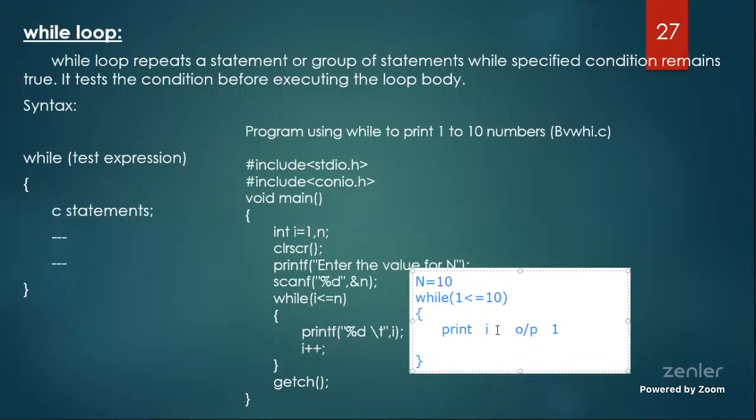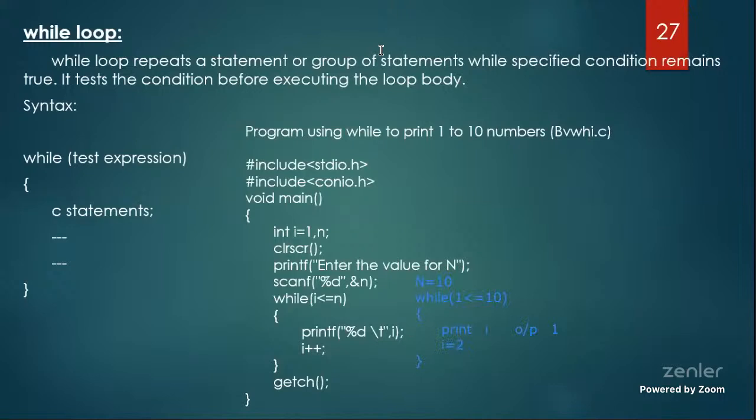And i plus plus. Since i plus plus is given, the i value will be incremented to 2 now. The initial value of i was 1, and now it is incremented to 2. So next, what happens? After incrementing, again the value comes here. By taking this i value, you will come to the while loop, because the condition is not false here, right?